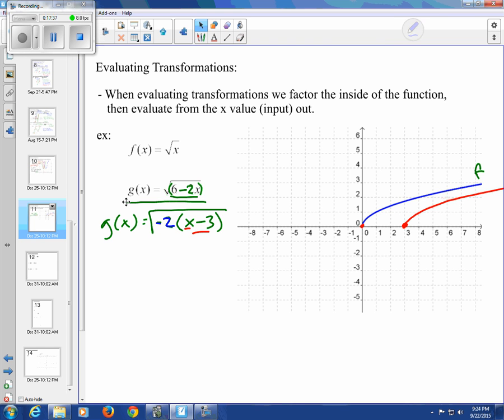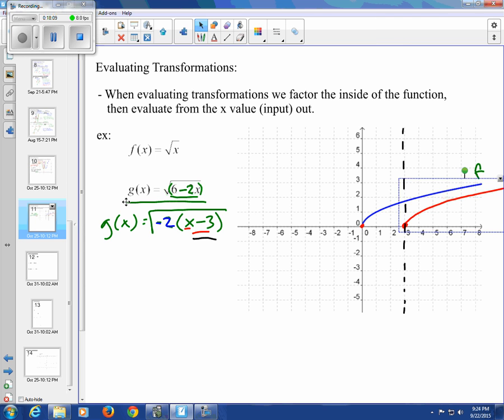Now, the first thing I'm going to do is evaluate the negative. Really, we could think of this as a multiplication of -1 and a multiplication of 2. I'm going to evaluate the negative first because it's a rigid transformation, and I can move my graph without actually changing its shape at all. So that negative inside the function means I'm going to see a horizontal reflection, but that horizontal reflection is going to happen where the function thinks 0 is, which is +3.